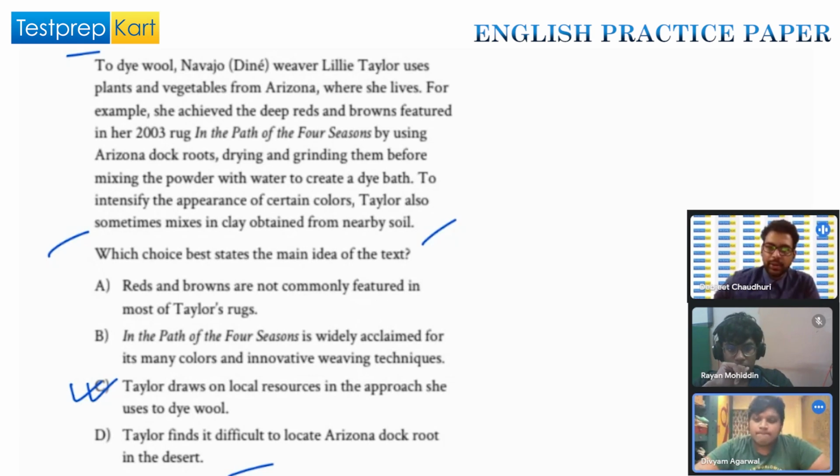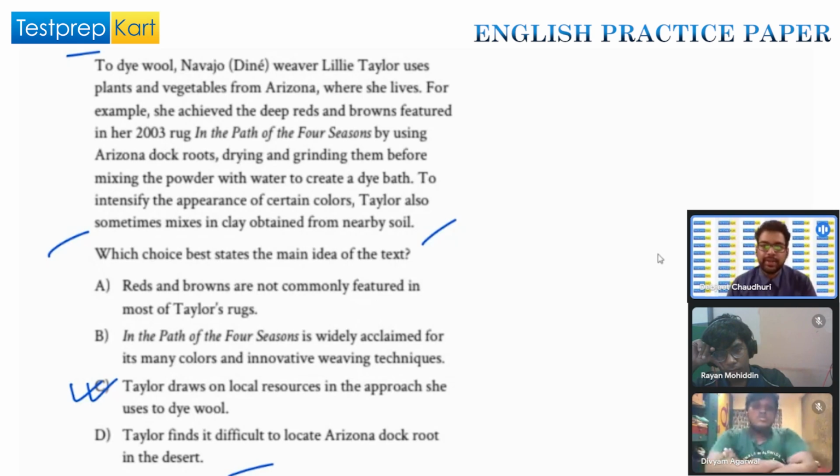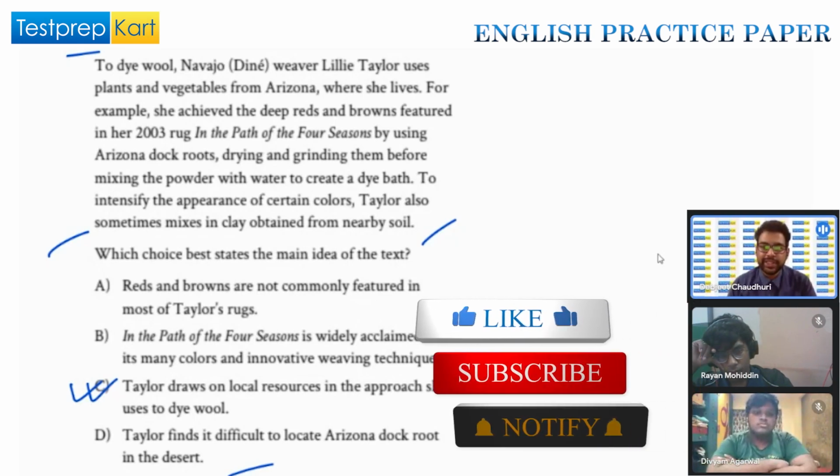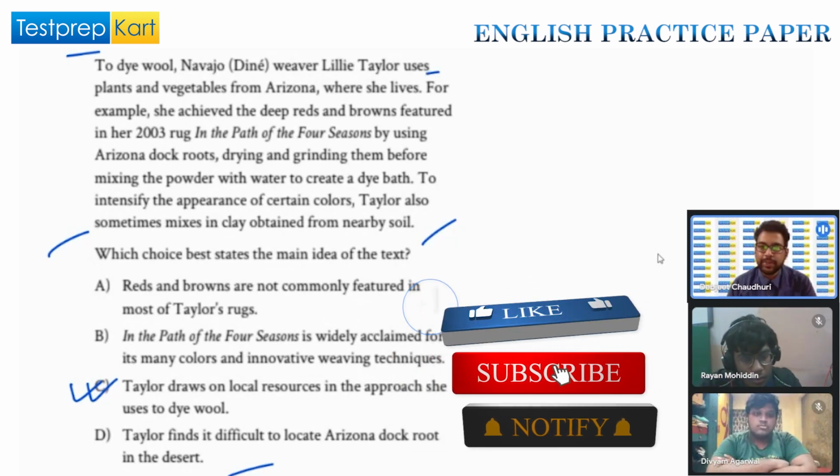Okay. What you're saying is absolutely right. There's nothing wrong with what you've said. Now I'll tell you how I would have gone through this question, what I would have done if this question was thrown at me. So I would have read the first line. To dye wool, Navajo weaver Lily Taylor uses plants and vegetables from Arizona where she lives. For example, I would have stopped reading.